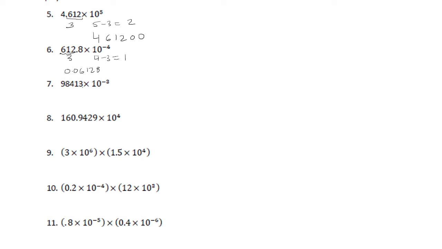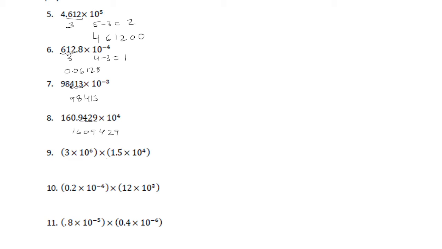Next one, the decimal is not given, so you assume it to be over here. And then we move 3 units back, so it's 1, 2, 3 units. So that would be 98.413. For 8, this is 10 to the 4th. We want to move 4 units. So it's 1, 2, 3, 4. So it's 1609429.